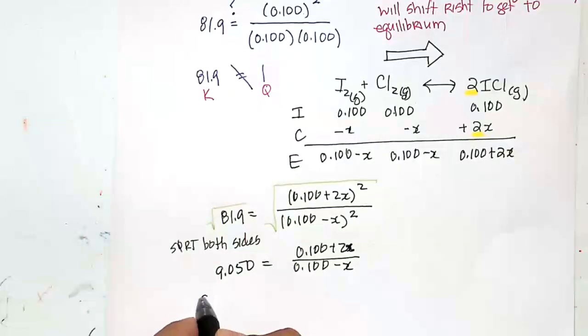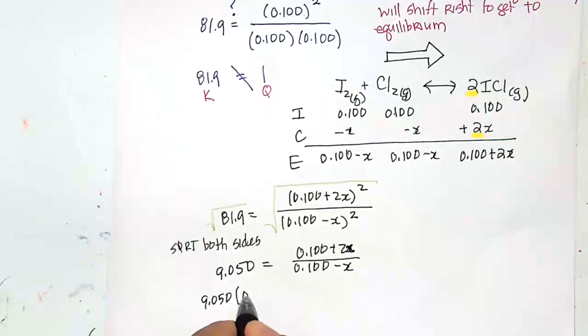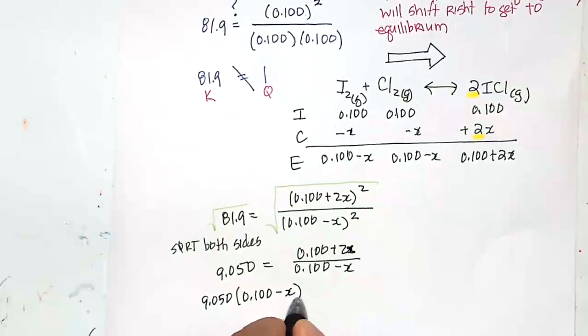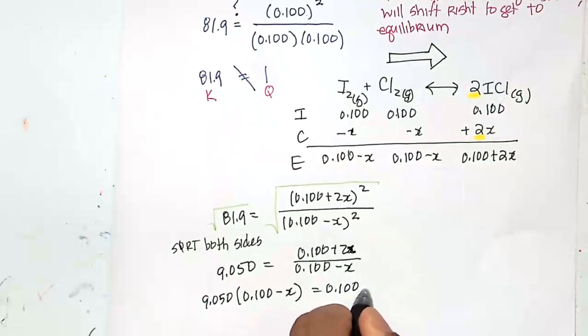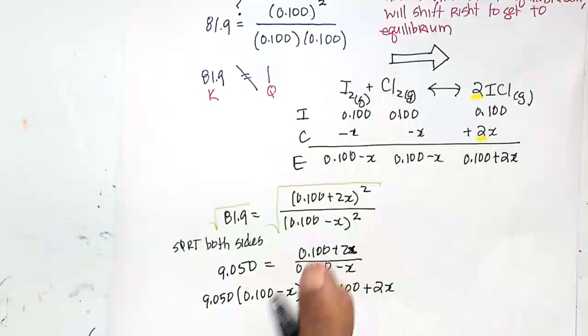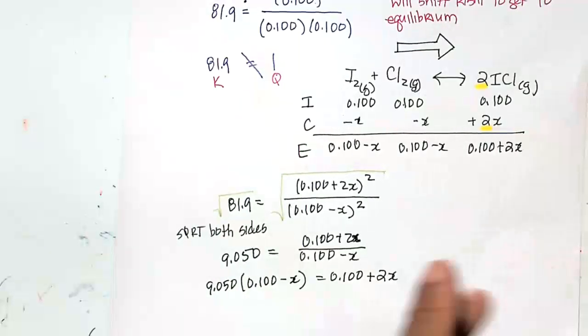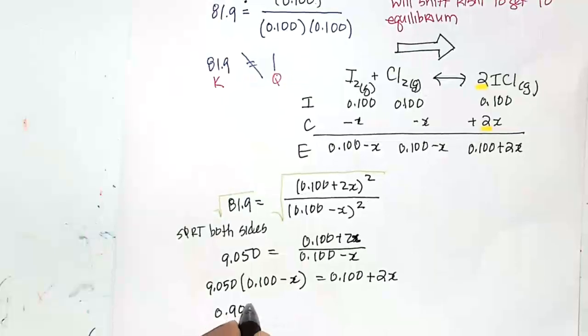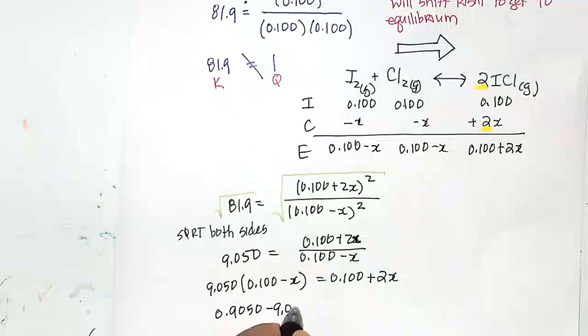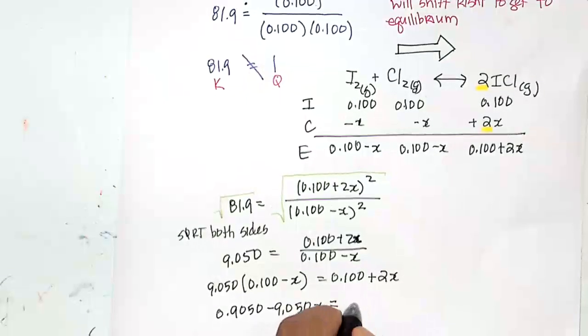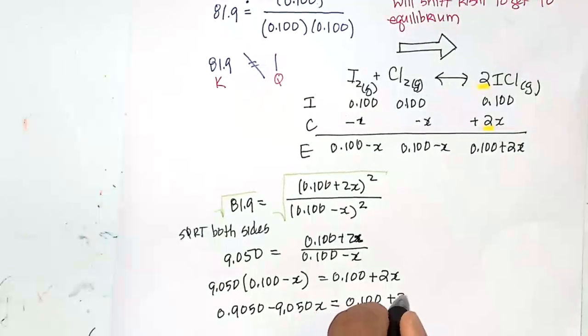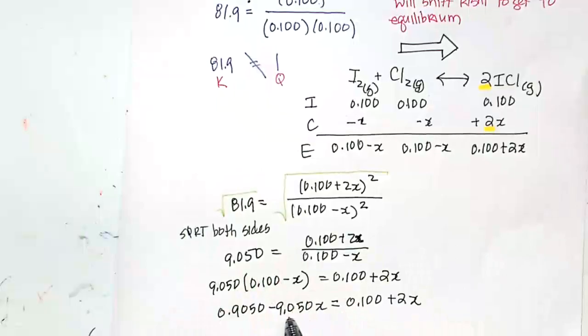Alright, so now we will solve for x. 9.050 times (0.100 minus x) is equal to 0.100 plus 2x. Let's see if you guys are okay with the math. I'm going to distribute. You know the distributive property. 9.050 times 0.1 is 0.9050, minus 9.050x, equals 0.100 plus 2x. Everyone okay with this?